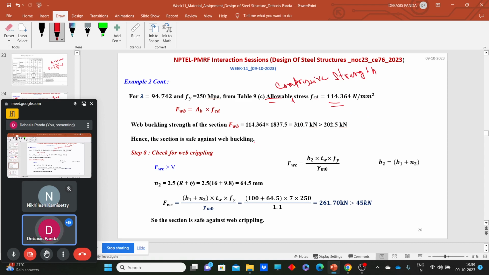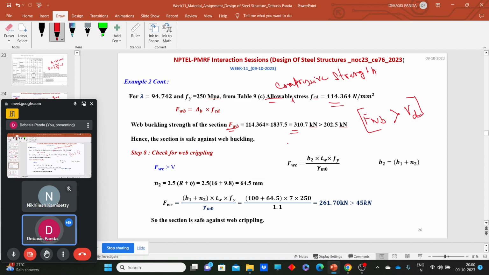Now we have the value of AB. AB is nothing but B1 into TW into FCD. AB we have already calculated, that is B1 plus N into TW, and the FCD value. If we plug all these values into this equation, the FWB, that means the web crippling strength, comes as this. And during the check, what we have learned is that the design strength, or design buckling strength, should be greater than your design shear capacity. So yes, it satisfies the condition.